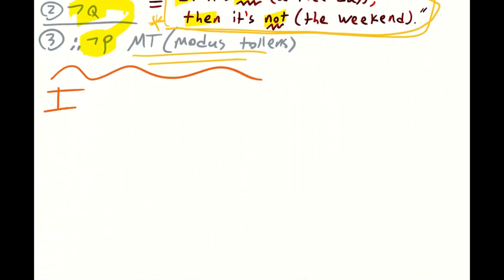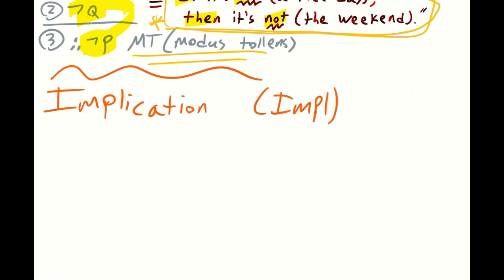So an implication, IMPL for short. Here we have if P then Q, and this is logically equivalent to some disjunction. What disjunction do you think it would be? It would be the following: not P or Q. And this also makes sense because, in a way, it encodes the two valid forms of a mixed hypothetical syllogism, namely modus ponens and modus tollens.